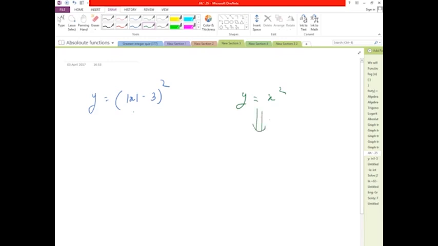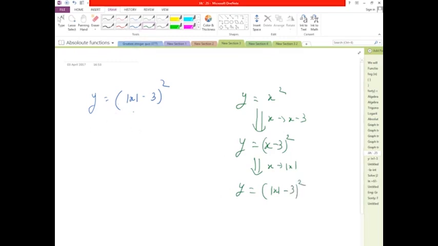Then we can make the transformation x to x minus 3, and you'll get the graph of y equal to (x minus 3) square. And then you can make the transformation of x to mod x, and you will get y equal to mod x minus 3, whole square. So this is how you'll get this graph.